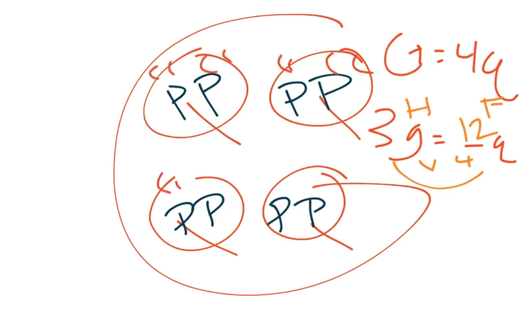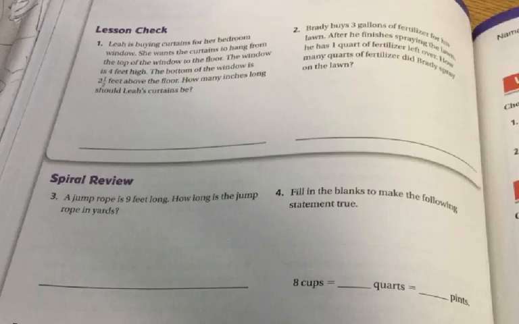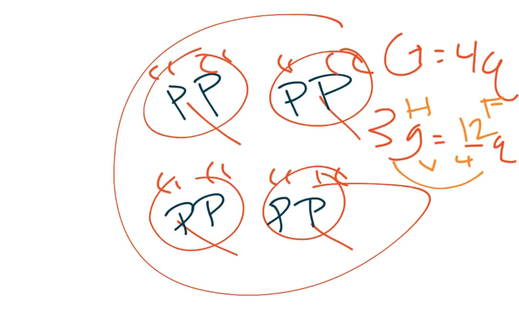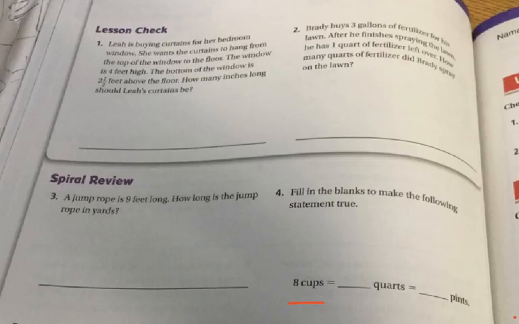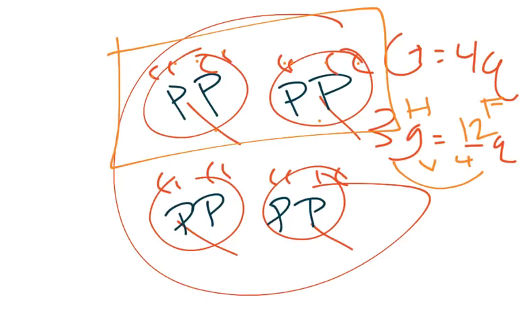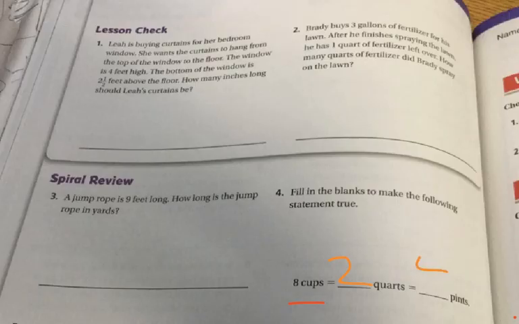Let's go back and see what the question said. The question said 8 cups. So if I count my 8 cups, 1, 2, 3, 4, 5, 6, 7, 8. If I just worry about this section right here, how many quarts is that? 1, 2, so 2 quarts. How many pints is that? 1, 2, 3, 4. Easy. Okay, next question.